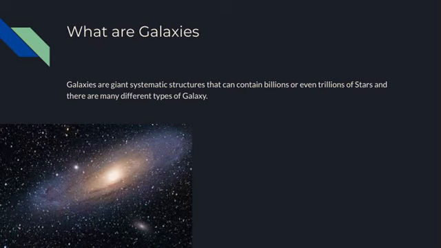So, what exactly are galaxies though? Galaxies are giant systematic structures that contain billions or even trillions of stars, and there are many different types of galaxies. It's very beautiful, I gotta say. Very complex. Very beautiful. I'll probably make a different presentation for the types of galaxies, so make sure to stay tuned for that.